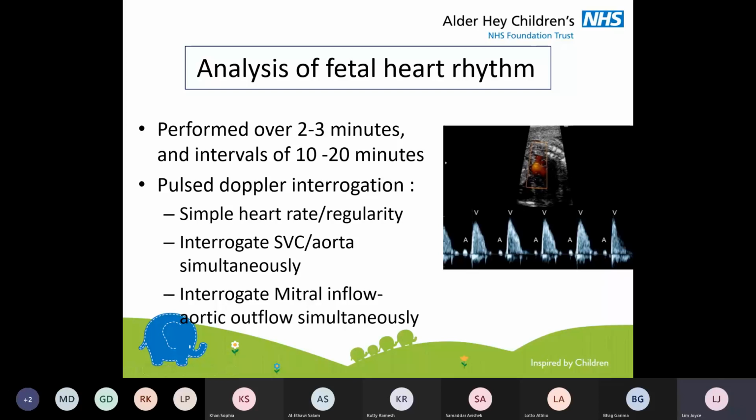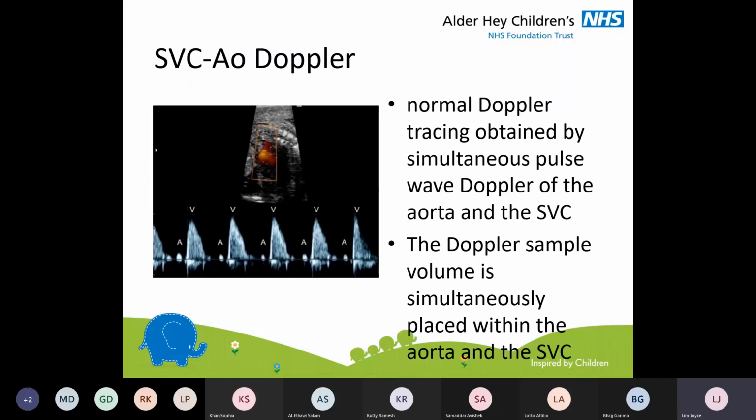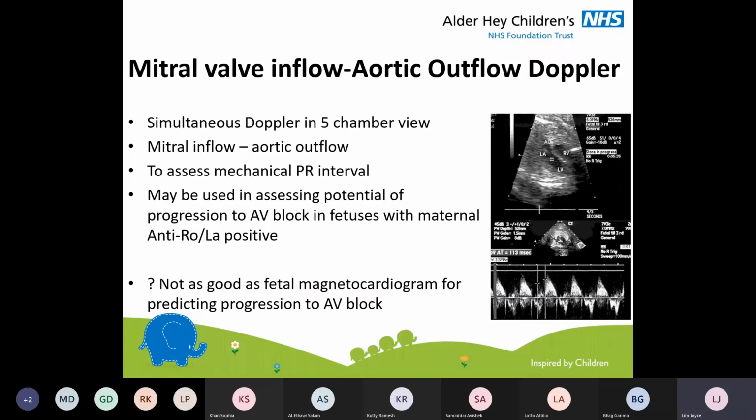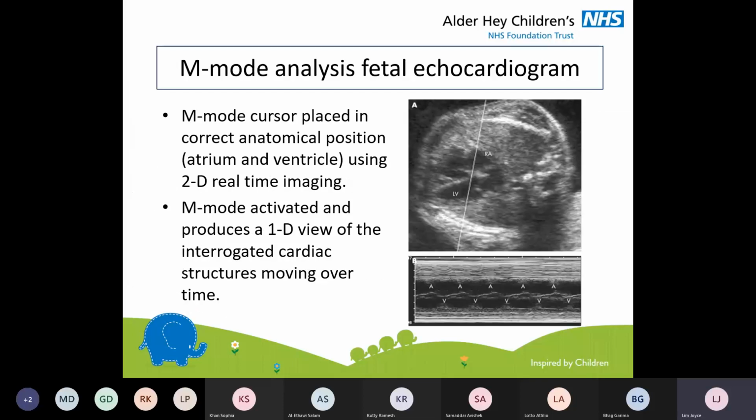This I will talk about in more detail when we give the fetal rhythm abnormality talk. So SVC aorta Doppler, we'll talk about in a bit more detail in the rhythm talk again, as I said. Mitral inflow, outflow, you can get AV intervals and whatnot. M mode, basically not unlike what we do postnatally.